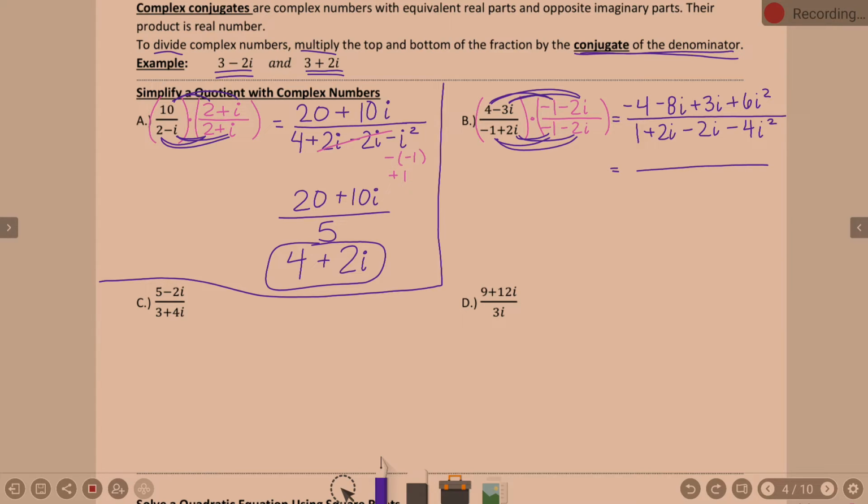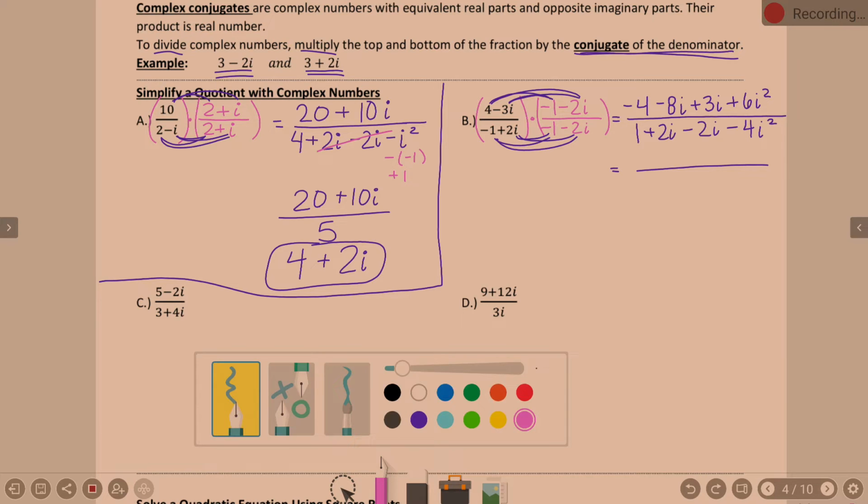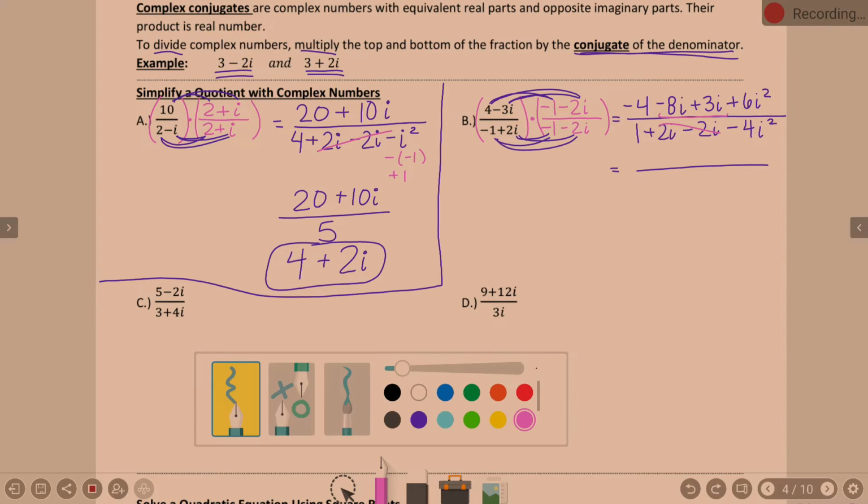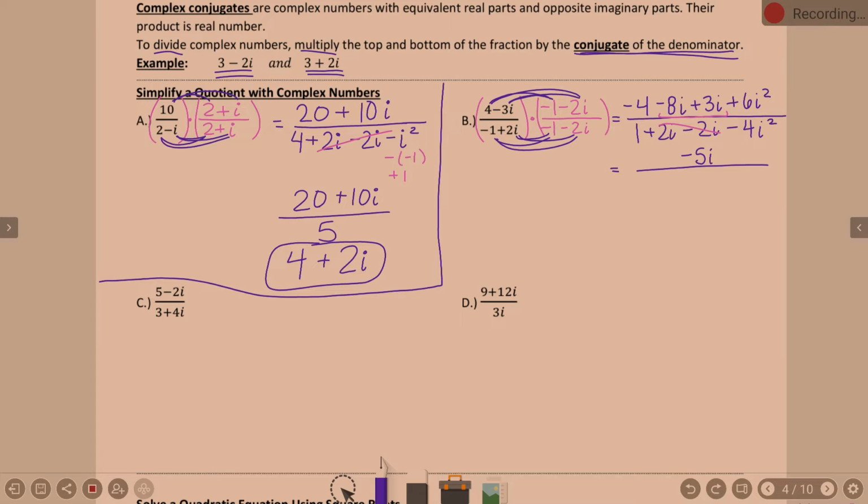Okay, let's do some cleanup, yes? What do you guys see? The 2i's cancel out. As we start looking at i's, 2i minus 2i will cancel, which is what should happen in the denominator, yes? What else do you know? On the top, -8i plus 3i is going to give me -5i. We still have a -4 out front, yes?